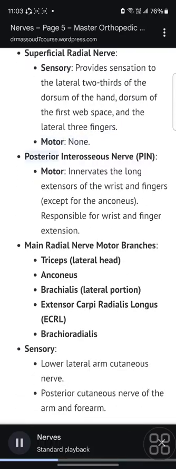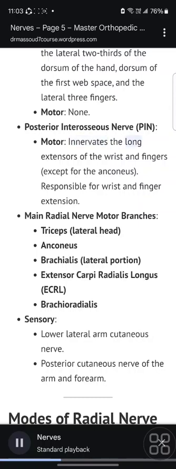Motor: none. Posterior interosseous nerve, PIN. Motor: innervates the long extensors of the wrist and fingers, except for the anconeus. Responsible for wrist and finger extension.